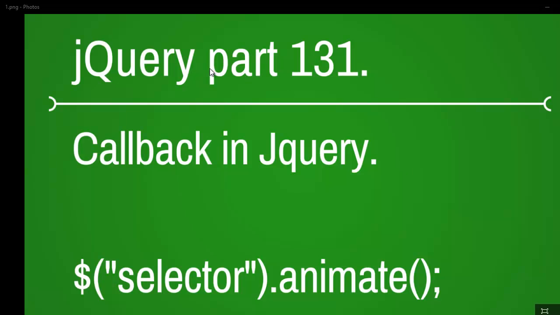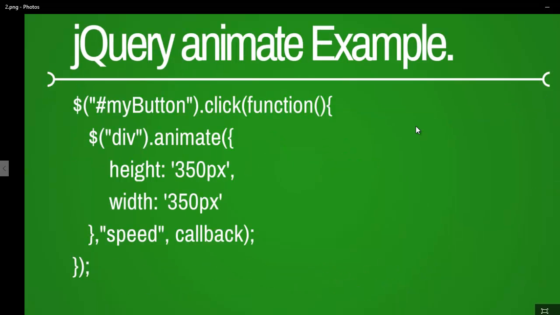Welcome to the jQuery video series, and this is part 131, and today we are going to look at the callback functions in jQuery. So in the past we have seen this is the way we animate our div, and we manipulate the properties height and width and the speed as well. Now the time is to look at the callback.